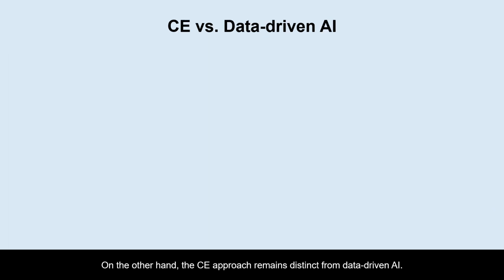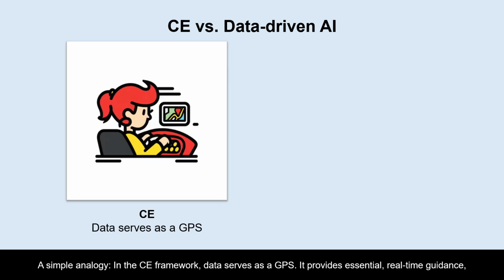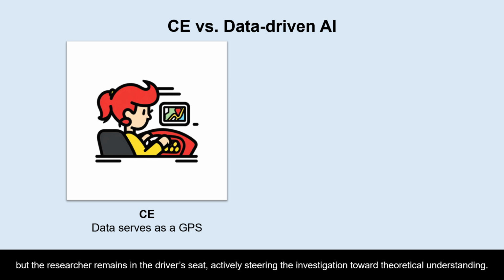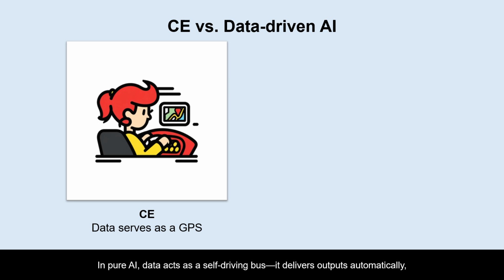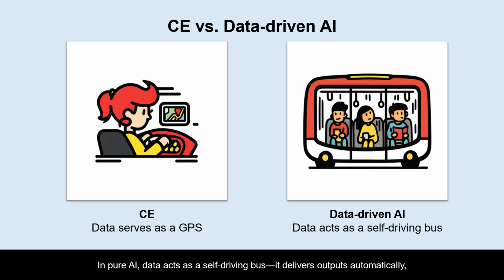On the other hand, the CE approach remains distinct from data-driven AI. A simple analogy. In the CE framework, data serves as a GPS. It provides essential, real-time guidance. But the researcher remains in the driver's seat, actively steering the investigation toward theoretical understanding. In pure AI, data acts as a self-driving bus. It delivers outputs automatically, but the mechanics behind the journey remain hidden inside a black box.